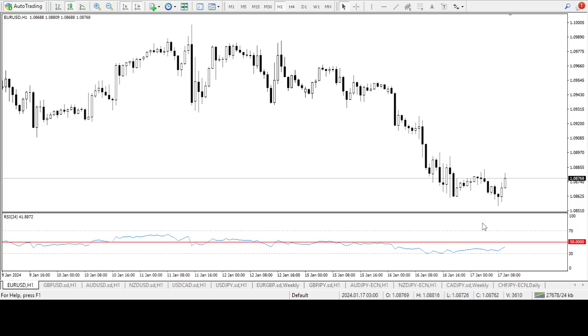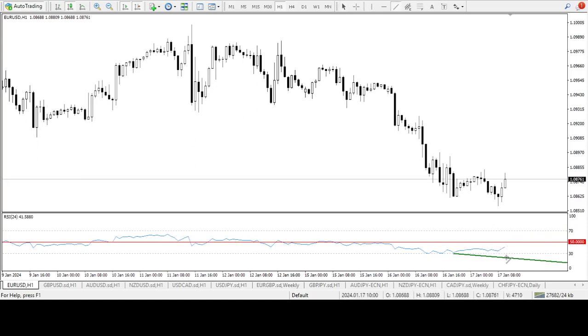Now we'll come back to the observation. If we look at the EURUSD 1-hour time frame, price made a low, then a lower low, but this lower low is not very far from the previous low. So price is slowing down, bearish momentum is slowing down, which is why you can see that the RSI made a higher low.